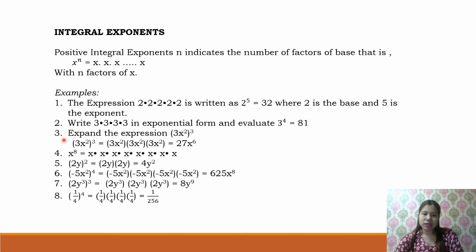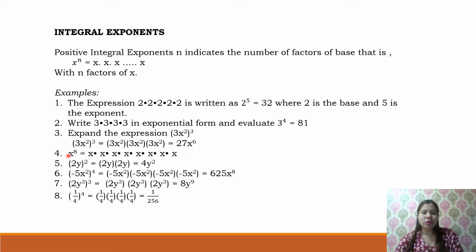Next, number 3. Expand the expression quantity of 3x squared raised to 3. When you expand that, it is three 3x squared multiplied together. So we have 3 times 3 is 9, times 3 is 27. And then, according to the law, when we are multiplying the variable, we add the exponents. So we have 2 plus 2 is 4, plus 2 is 6. So the answer is 27x raised to 6.